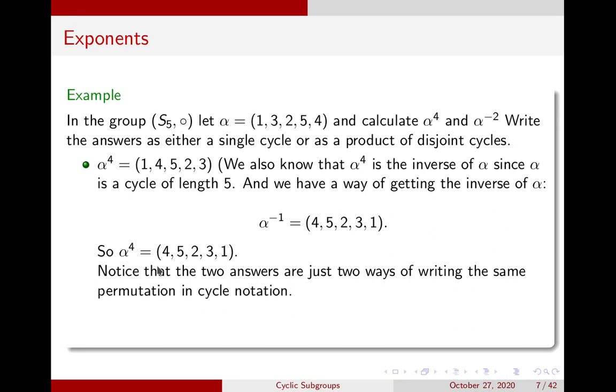And one thing to notice is that these two answers, 1, 4, 5, 2, 3, and 4, 5, 2, 3, 1, are two ways of writing the same permutation in cycle notation. Right here we've written it as a cycle beginning with 1, and in our second version we've written it as a cycle beginning with 4. But they represent the same permutation.